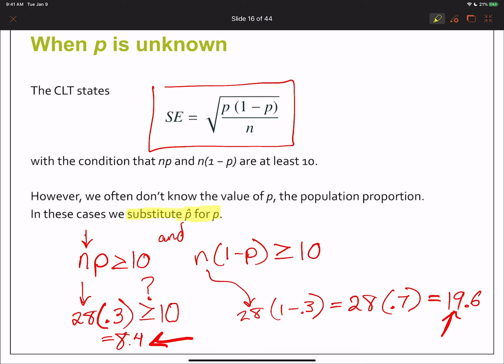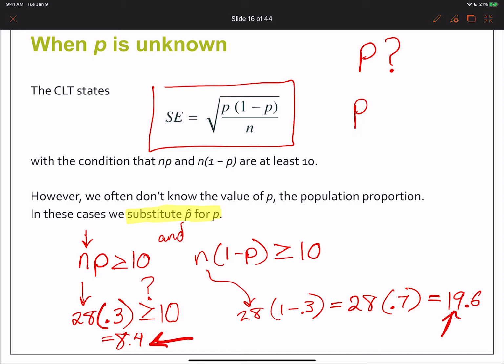So in many cases, you won't actually know what P is, right? You won't actually know what it is. So P is a mystery. And again, P is the population parameter.